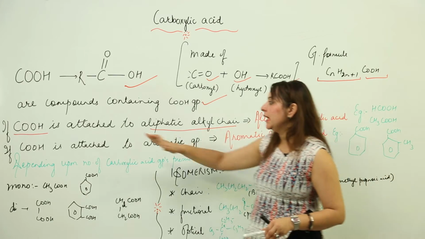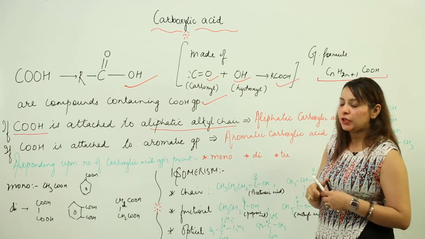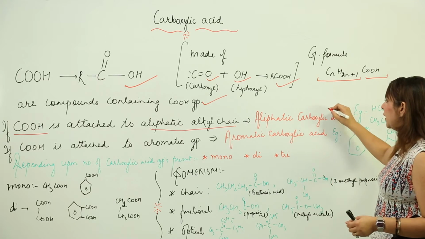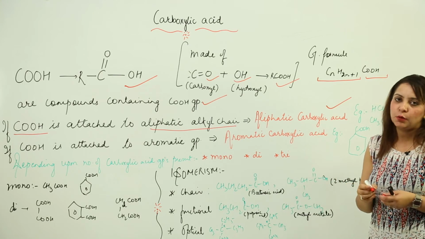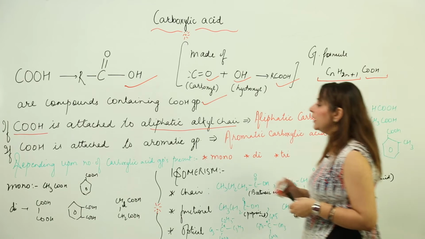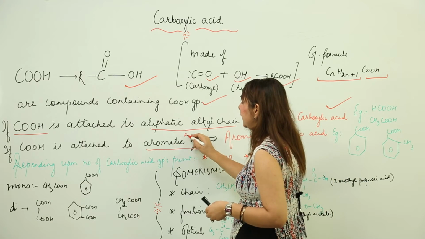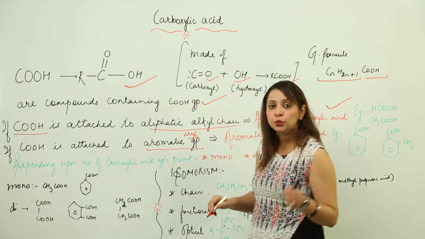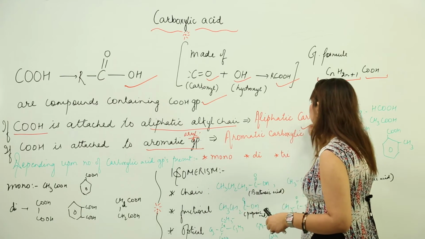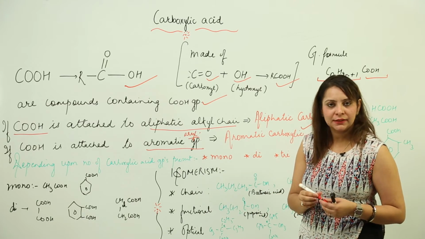So when carboxylic acid is attached to the aliphatic alkyl chain, that compound is called an aliphatic carboxylic acid compound. And when carboxylic acid is attached to an aryl group, it becomes a member of the aromatic carboxylic acid compounds.